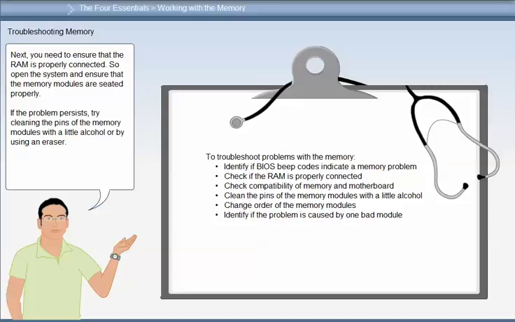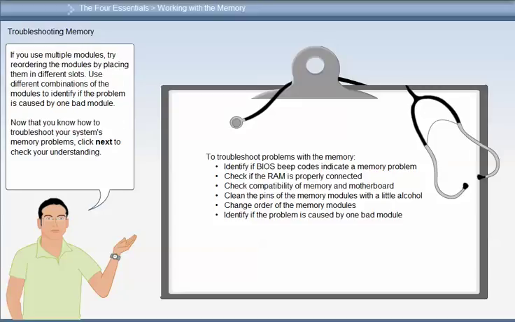If the problem persists, try cleaning the pins of the memory modules with a little alcohol or by using an eraser. If you use multiple modules, try reordering the modules by placing them in different slots. Use different combinations of the modules to identify if the problem is caused by one bad module. Now that you know how to troubleshoot your system's memory problems, click Next to check your understanding.